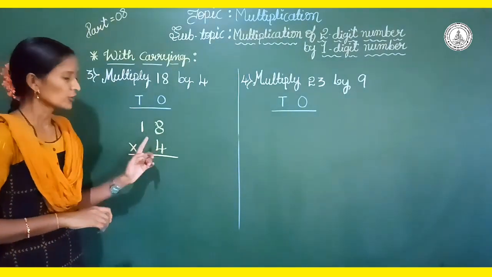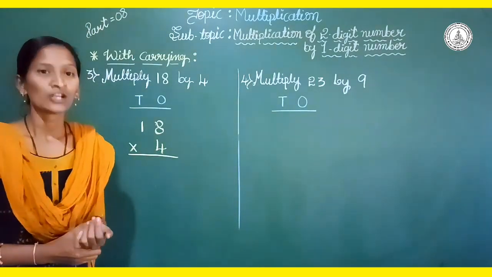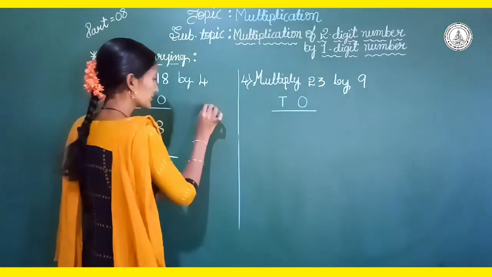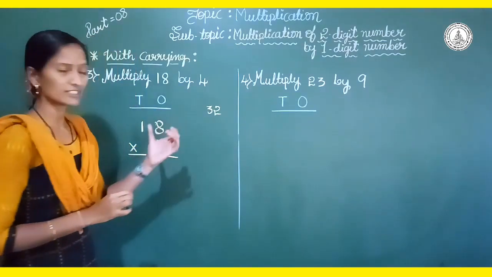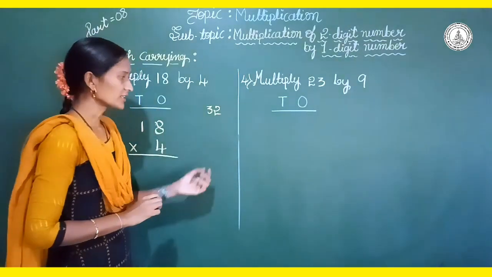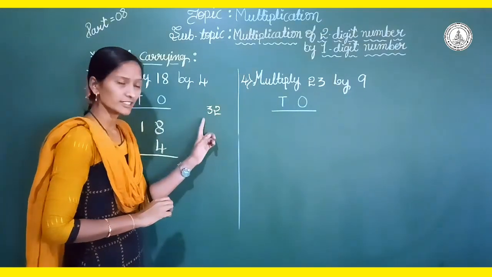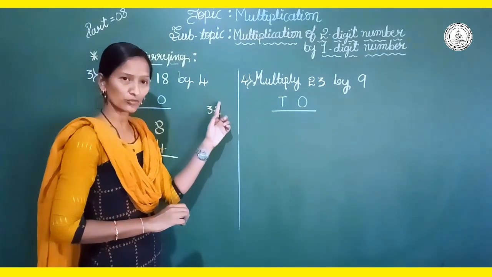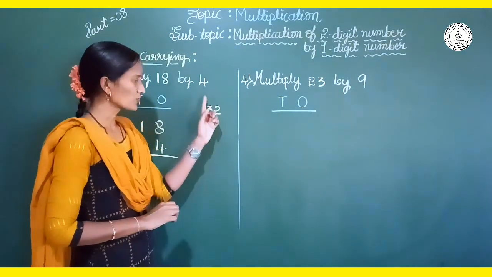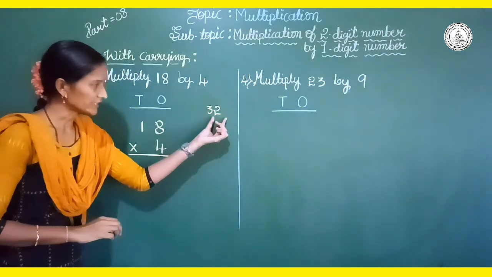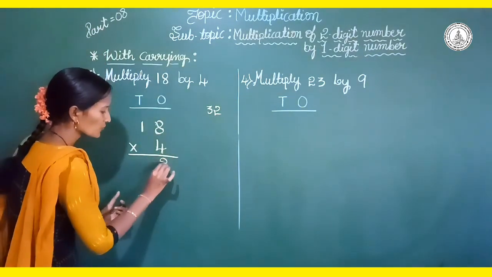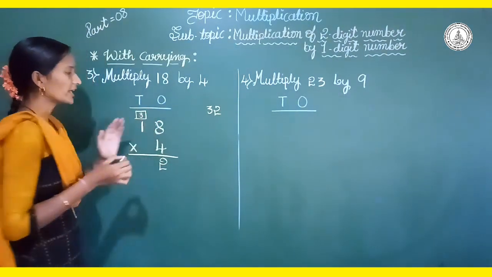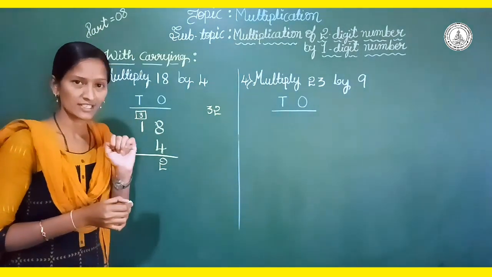So 4 into 8. 4 eights are equal to what? In the table of 4, 4 eights are equal to 32, right? So this 32 is a 2-digit number, but in 32 it has 3 tens and 2 ones, so this 2 is in the place of ones and 3 is in the place of tens. So I am writing this 2 under the column of ones. The next I am giving this 3 as a carry to the next column, that is tens, right?